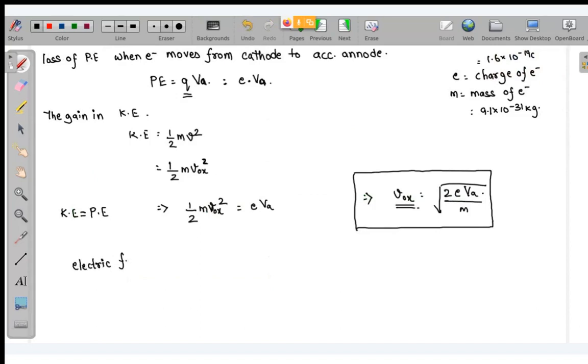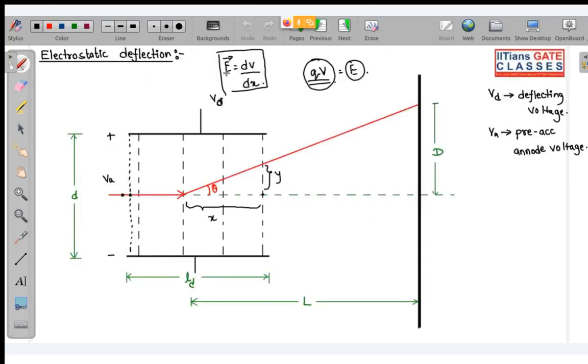Electric field in the y-axis. So the electric field in the y-axis, denoted by Ey, is equal to dV by dx, or what is the voltage on your y side? So you can see it is Vd. And what is dx? dx, you can see, is the small d from the diagram.